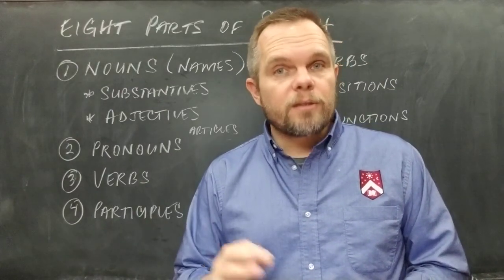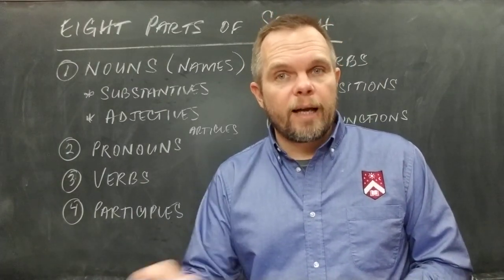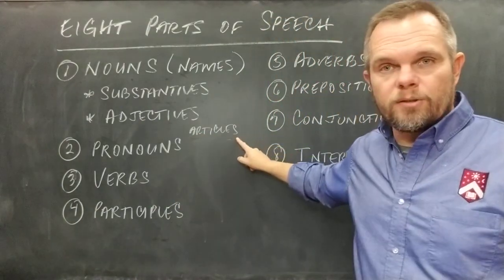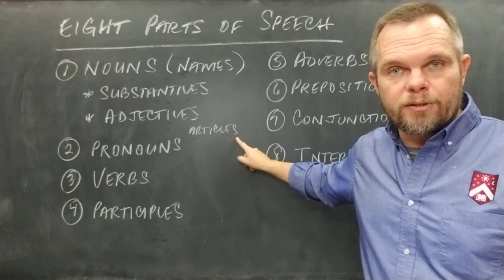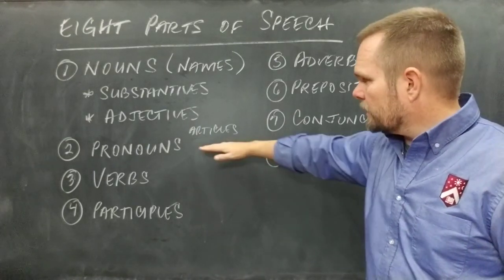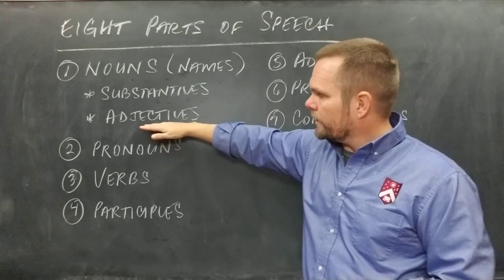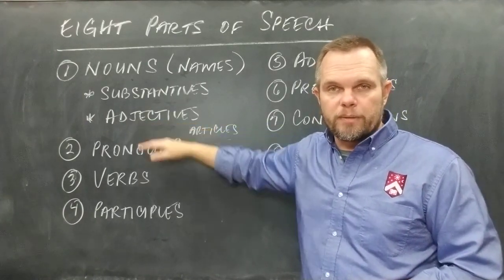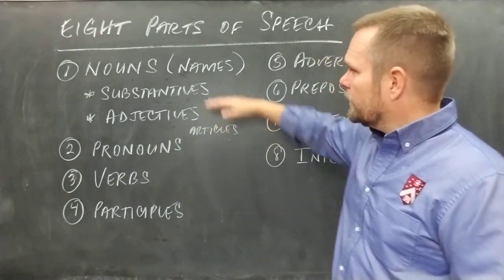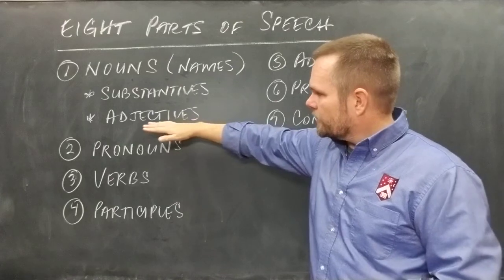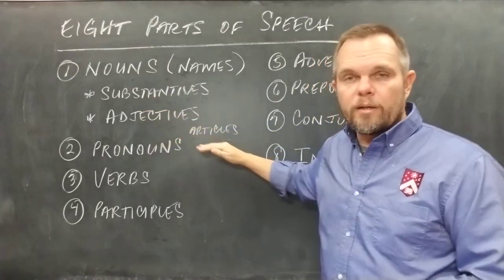In this case, the book is right. Articles are adjective words. And so I have not included articles as a separate part of speech. I have not included them as a separate part of speech, but I've just kind of listed them with adjectives here in our list of the parts of speech. Okay, so nouns, we have substantives and adjectives, and with them will be articles.